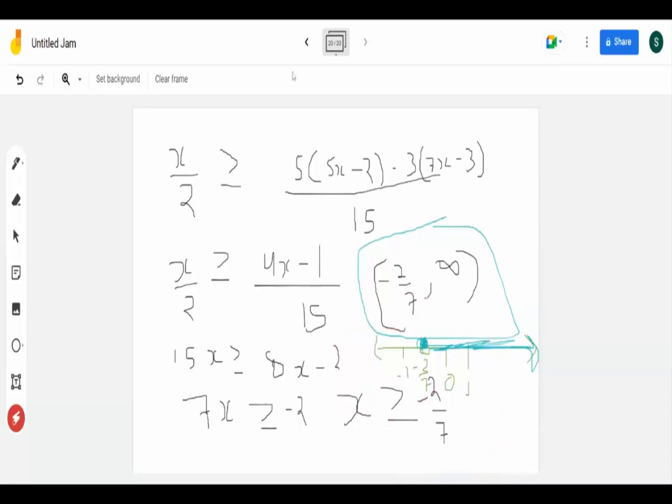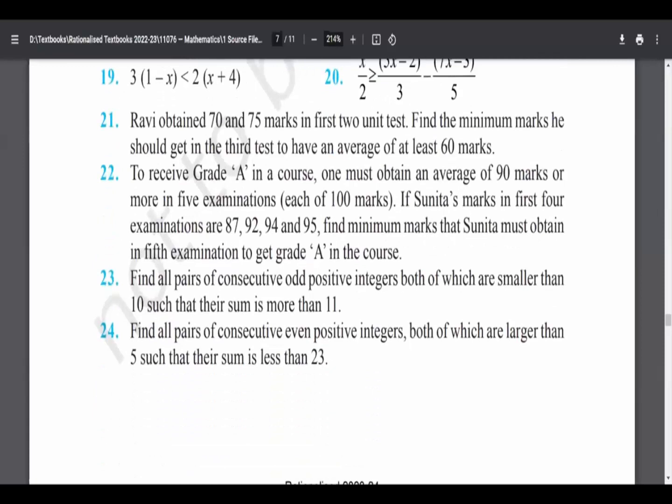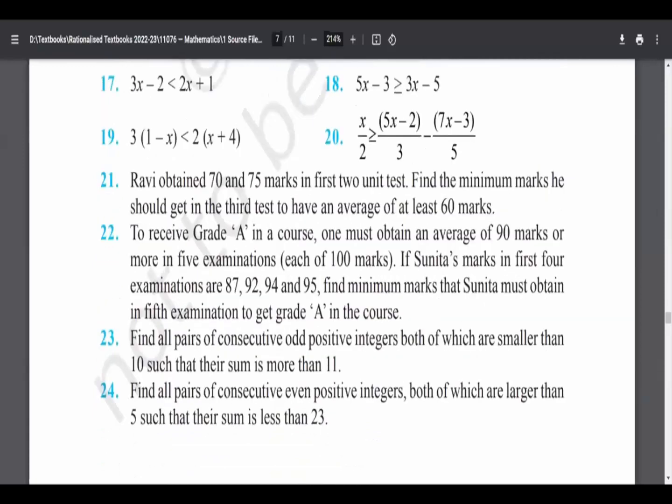Okay, sorry, I forgot to share the screen. Yes, now we've completed till 20. Now we can see these are word problems. Till now we have been given the inequality. Now the inequality is not given, so we need to first form the inequality. You need to read the question and form an inequality, then solve it.